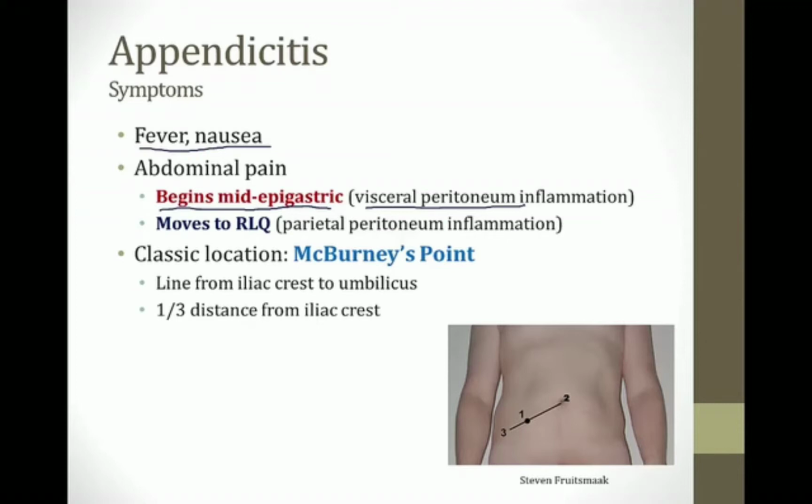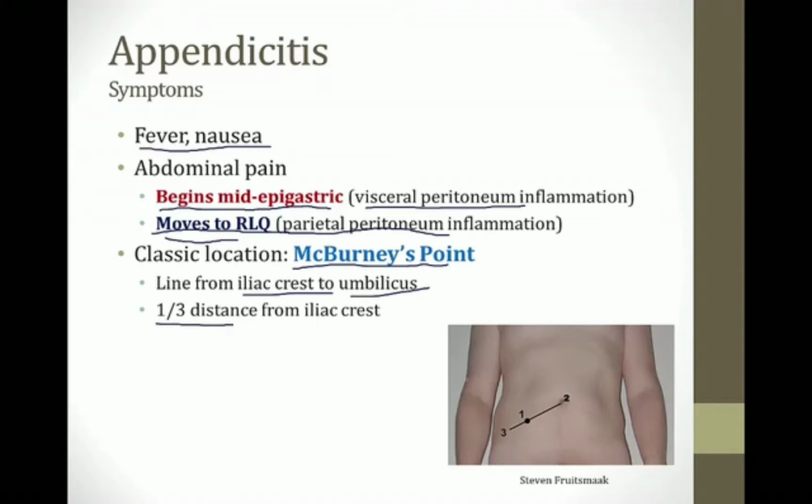As the appendicitis progresses, the parietal peritoneum will begin to become inflamed. This is innervated by the somatic nervous system, which is much more well localizing. Therefore, the pain will move to the right lower quadrant, which is where the appendix sits. The classic location to find the pain once it's moved to the right lower quadrant is somewhere called McBurney's point. So if you draw a line from the iliac crest to the umbilicus and go 1/3 of the distance away from the iliac crest, that is McBurney's point.